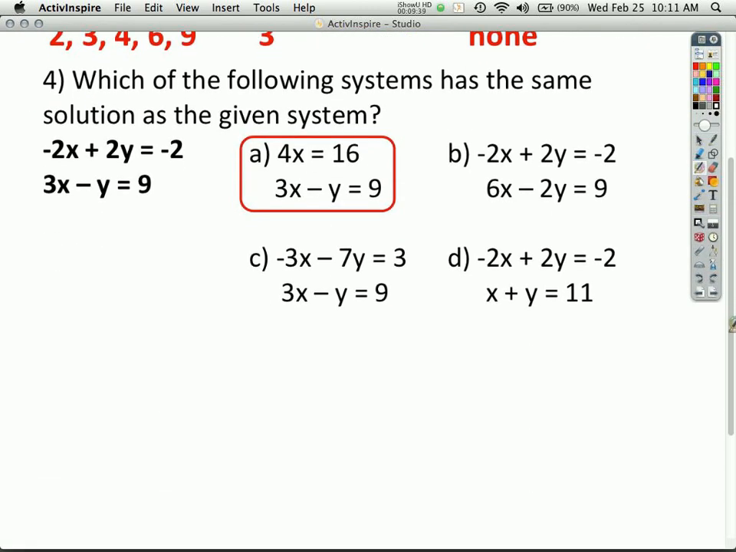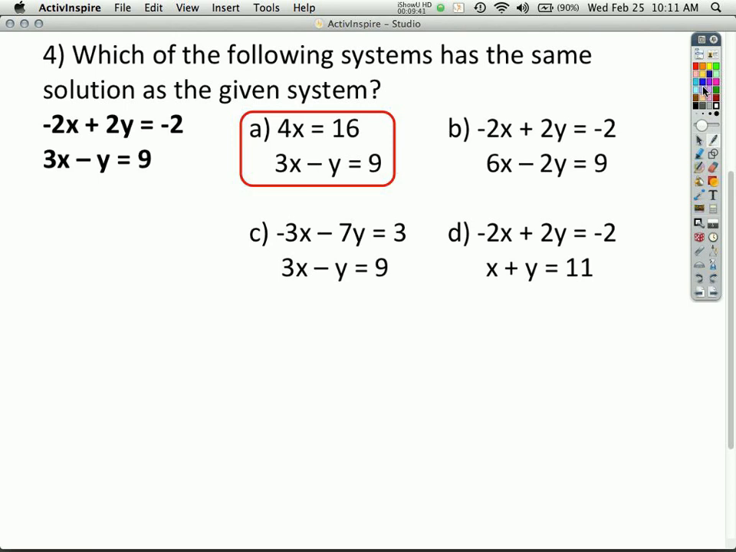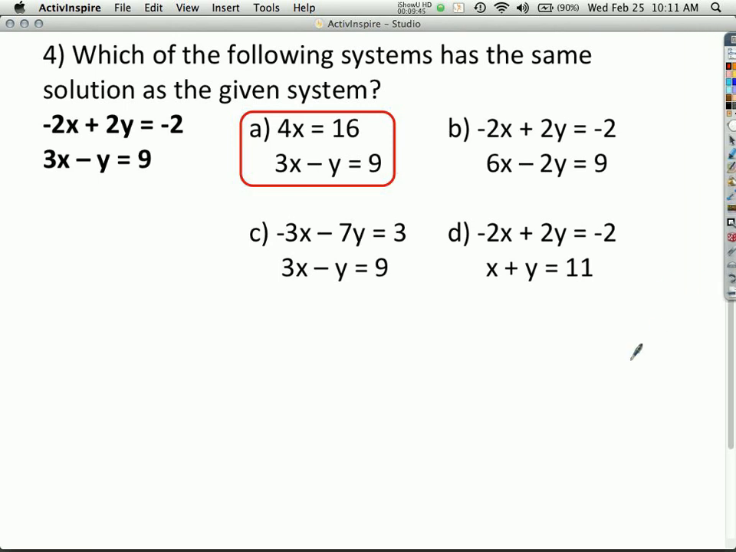Now let's go to number 4. So now I need to survey this one first. Give me a thumbs up if you got number 4 correct. Give me a thumbs up if you got number 4 correct and have work on your paper to support why. Good. So, Paige, start us off. What was the first thing you did?